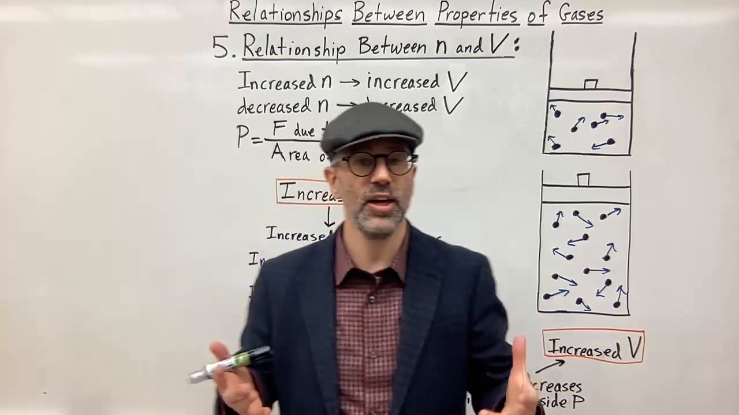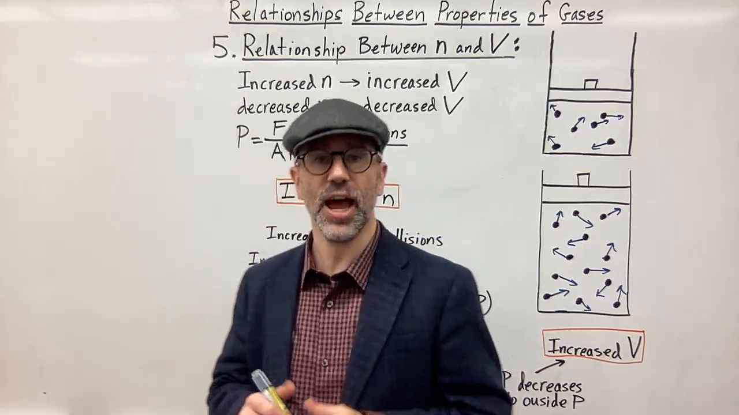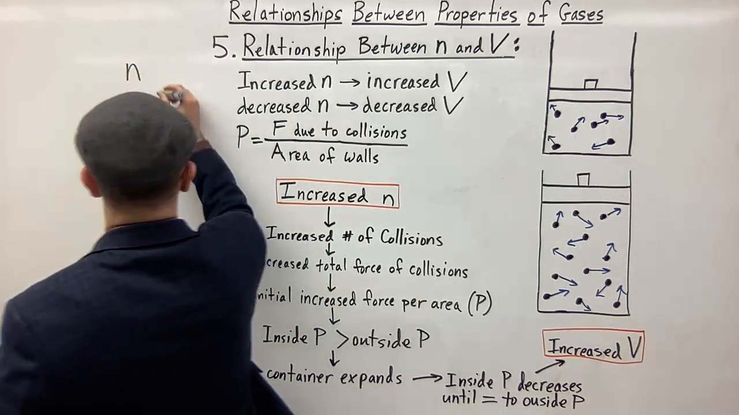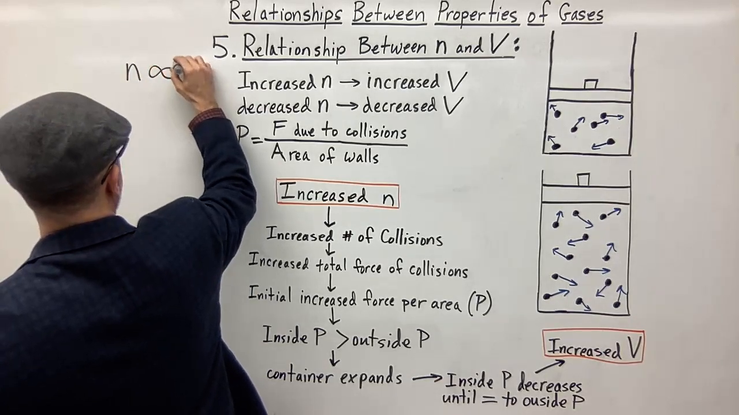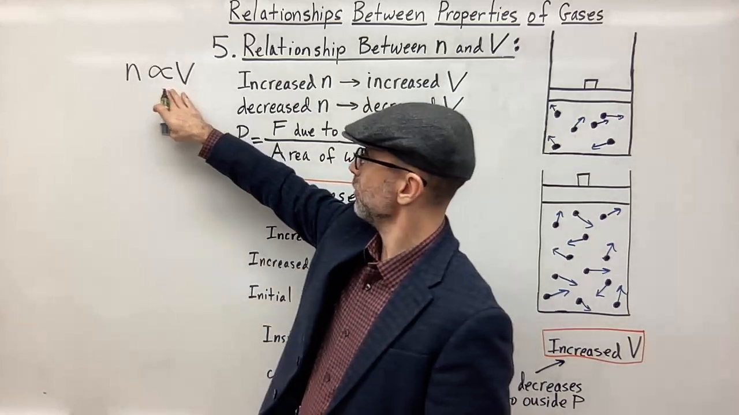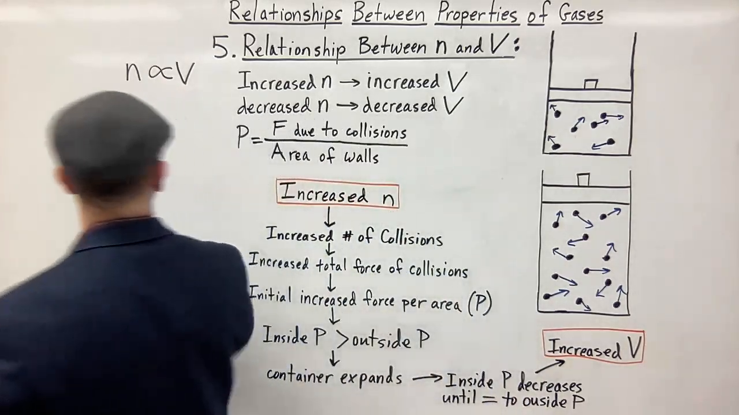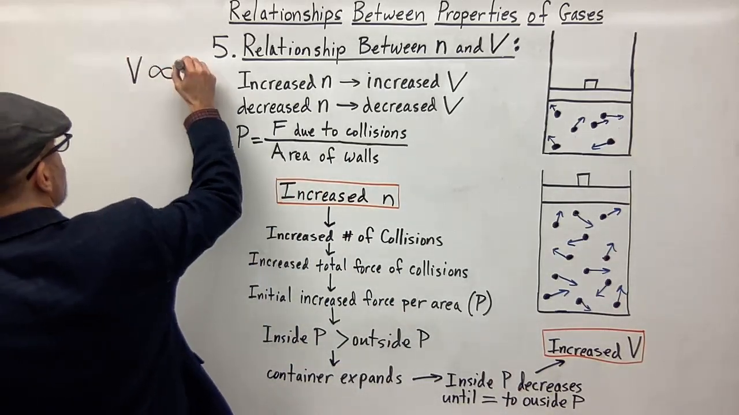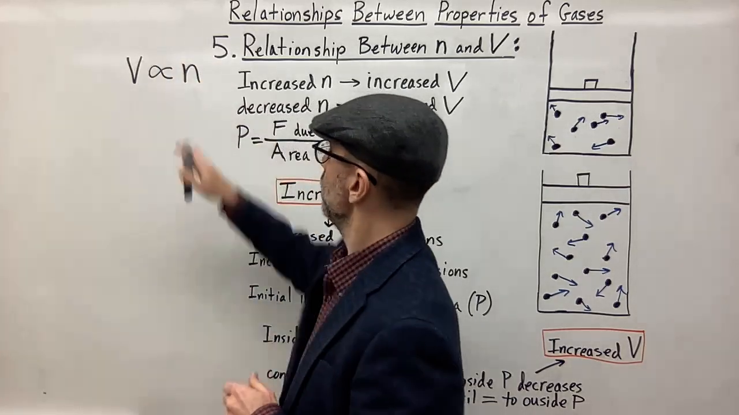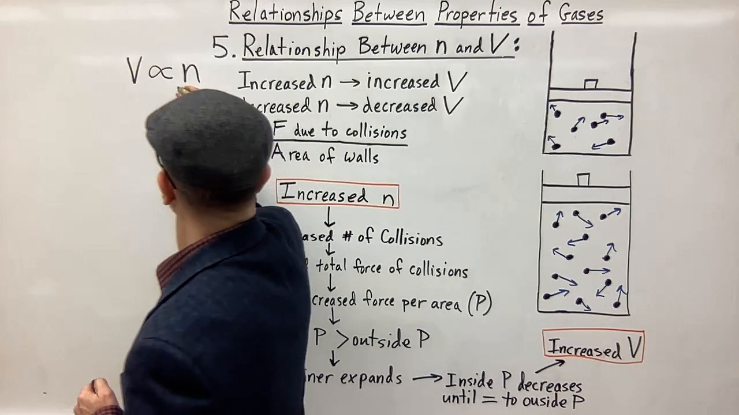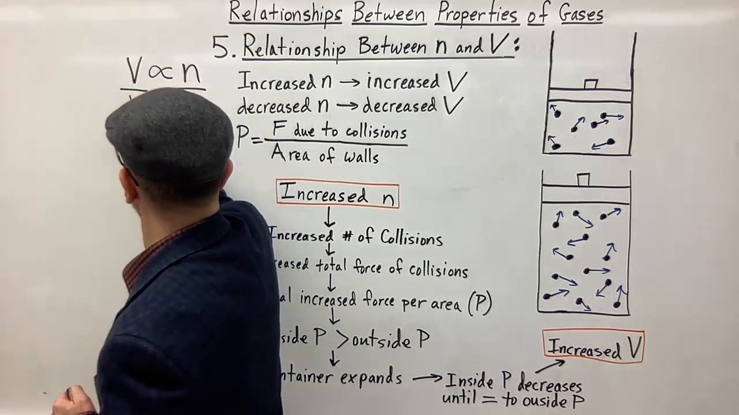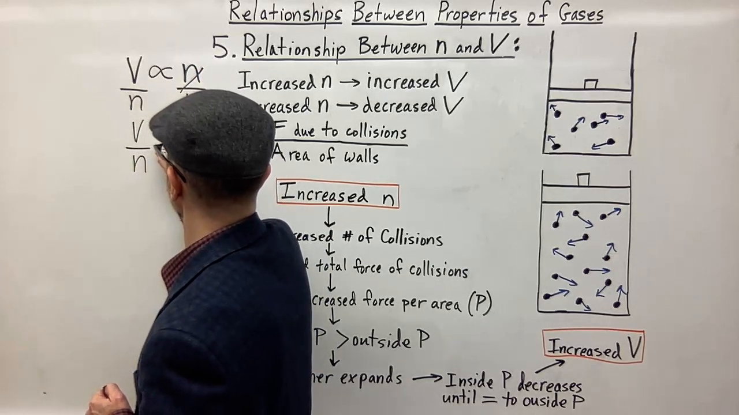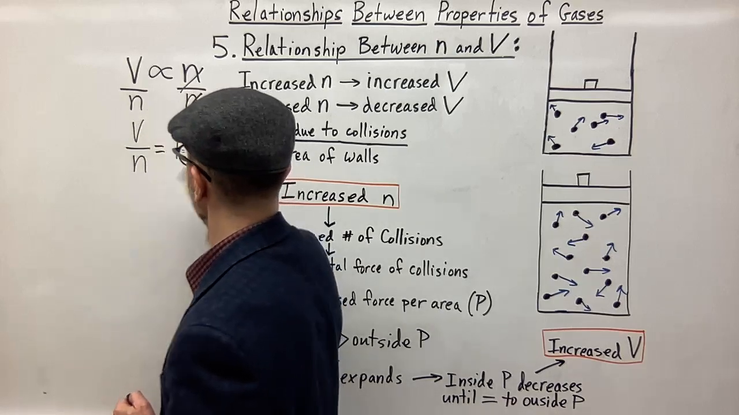And this leads us to our last and final law. This law does have a name. So here we have the relationship between number of particles and volume, right? Or I can flip it around, so I'm at least consistent with what I'm doing. So volume is proportional to the amount of gas particles. And so if I divide both sides by N, that becomes 1. And so I get volume over N is then going to be equal to some constant.